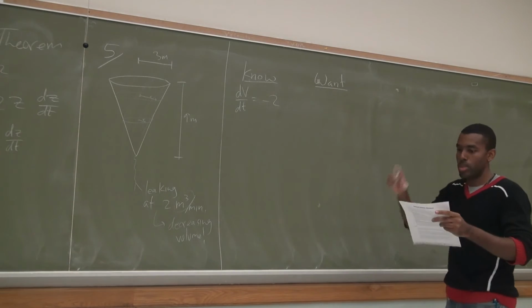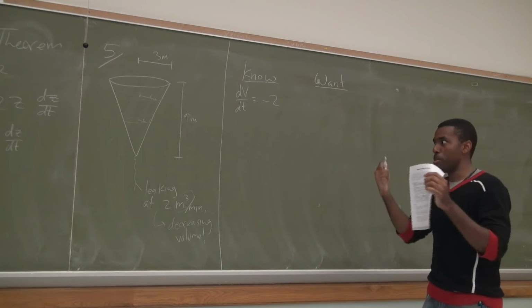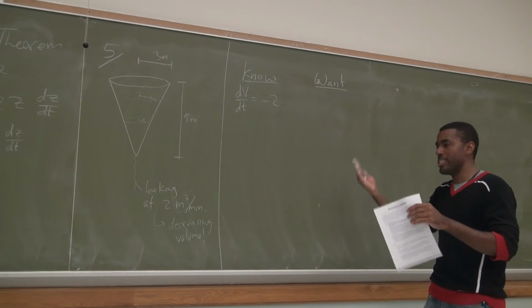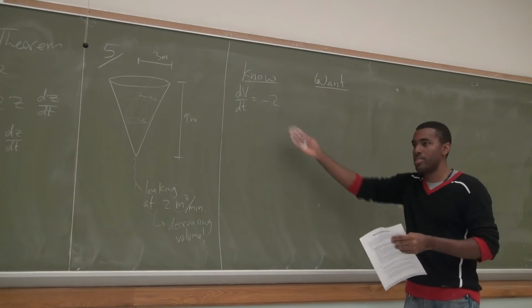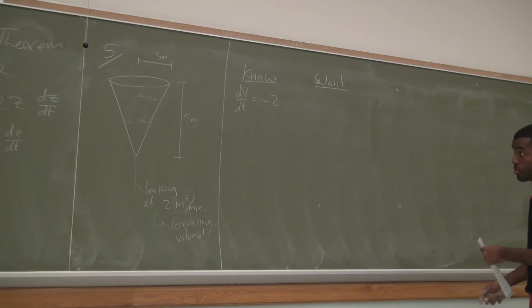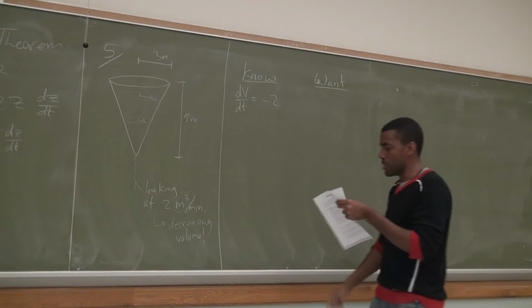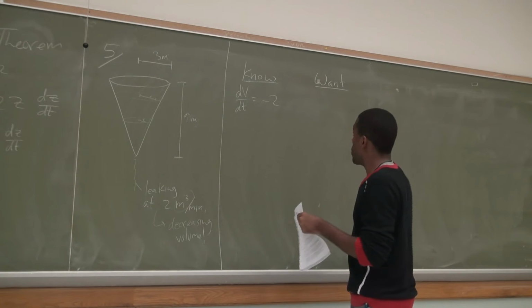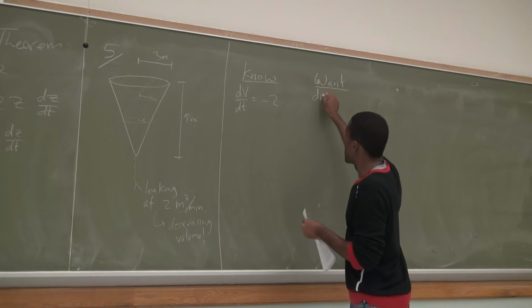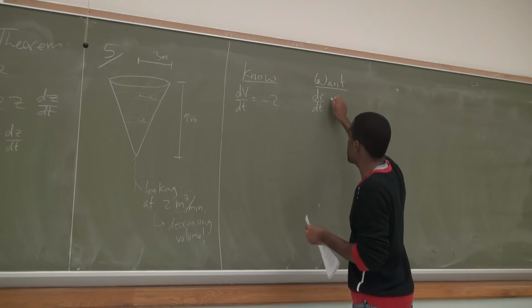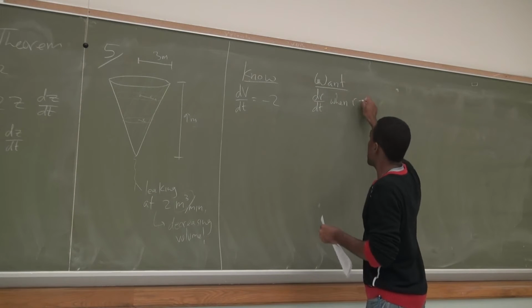It's very important for you to, step 1, read the problem carefully, and realize, oh, it's decreasing, meaning I have to put a negative sign. Otherwise, you'll get the problem wrong. So that's how we know how fast it's leaking. But what do we want? We want dr/dt, how fast the radius is changing when r equals 1.